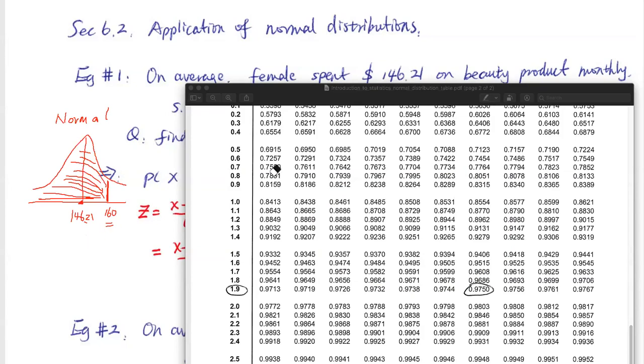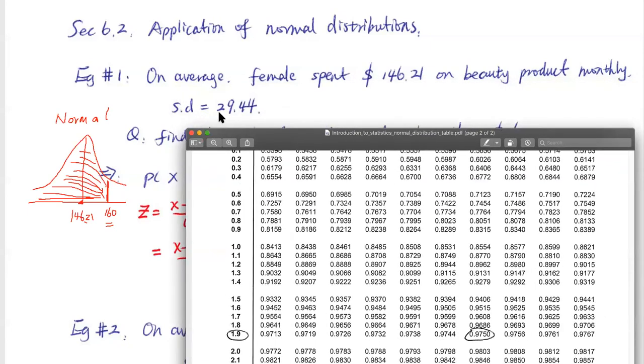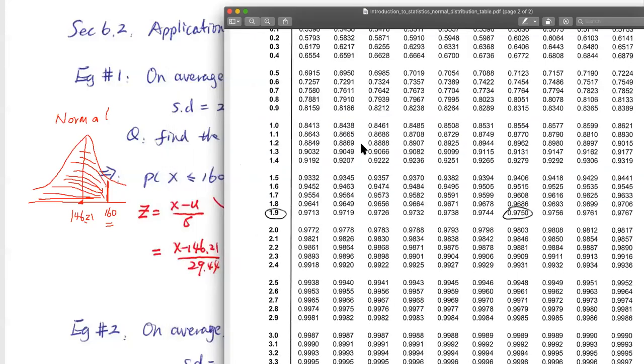That's the one condition. As long as you find that one condition not satisfied, then it is not a standard normal distribution, right? The second condition, if you want to double check: the standard deviation here, 29.44, is not equal to 1. To be standard, it has to be equal to 1, right? Remember, neither of those two conditions is satisfied. As long as you find one, that tells you you cannot apply this table directly.